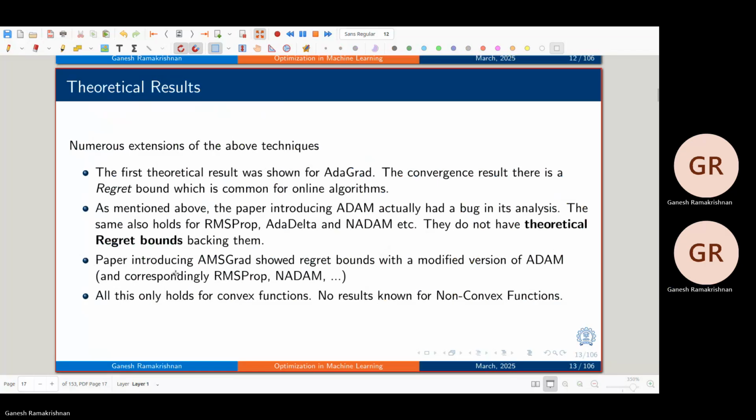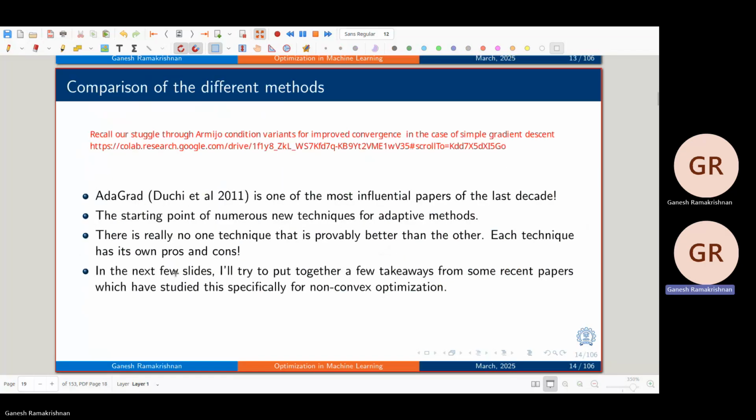Okay. There's also one more last note. Adagrad has been very influential because it really brought up for the first time the adaptivity based on curvature information. But is one technique always better than the other? Still, there's no universal winner. But Adam is certainly one of the best, right? So we'll look at some of the recent takeaways.